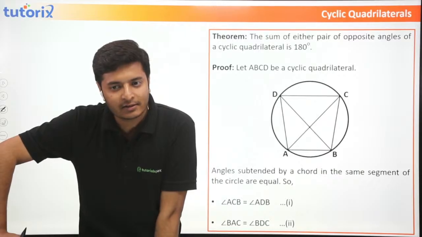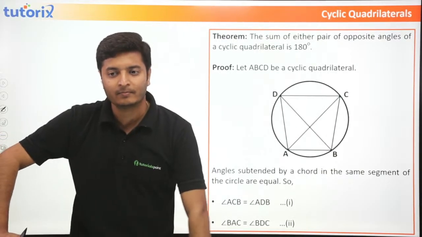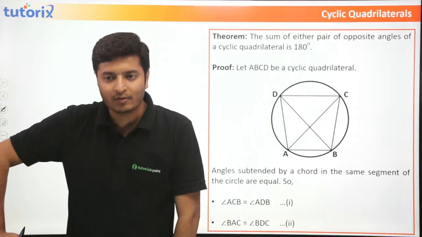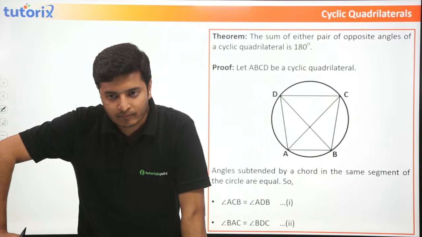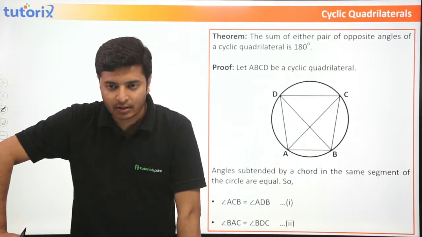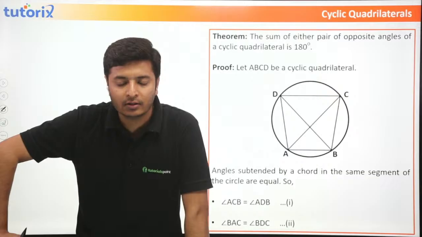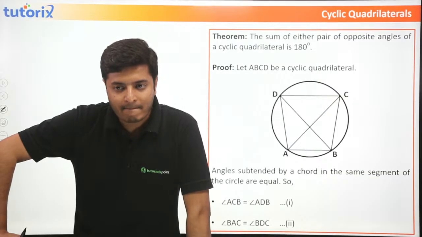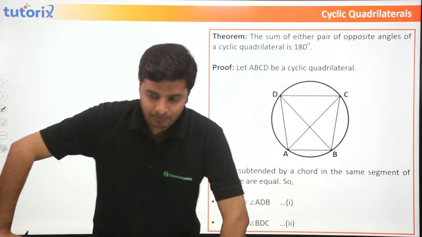A circle in which a quadrilateral is present where all the four vertices of the quadrilateral are touching different points of the circle. Correct. I think Asia also wants to say something. Yes, Asia. A quadrilateral in which all the vertices lie on the circumference of the circle. Very good.